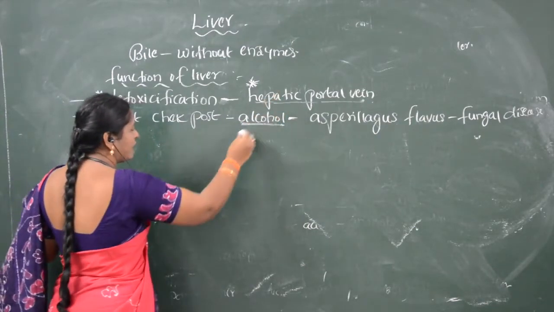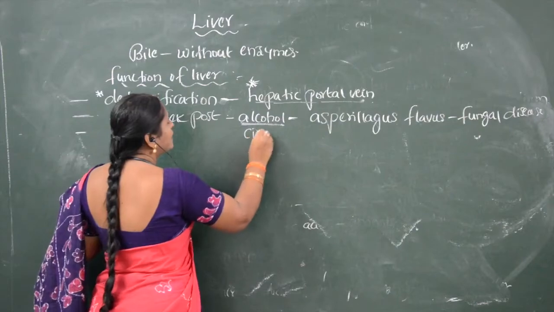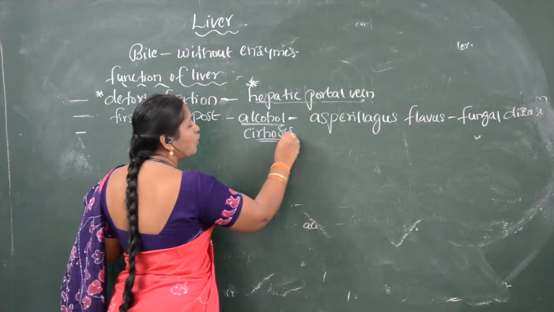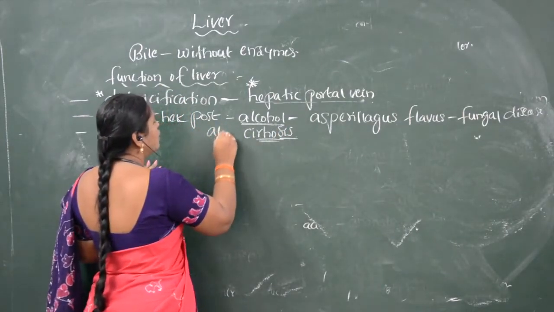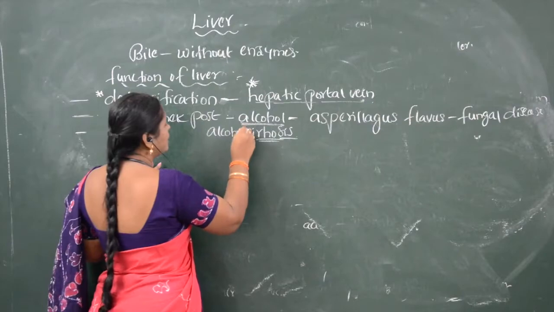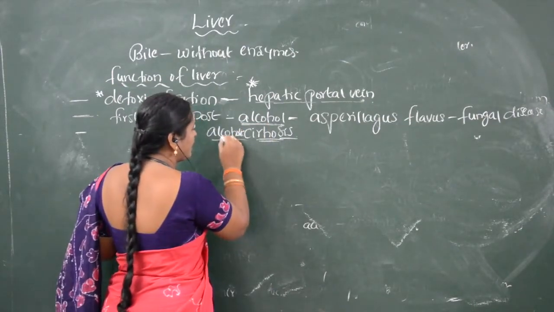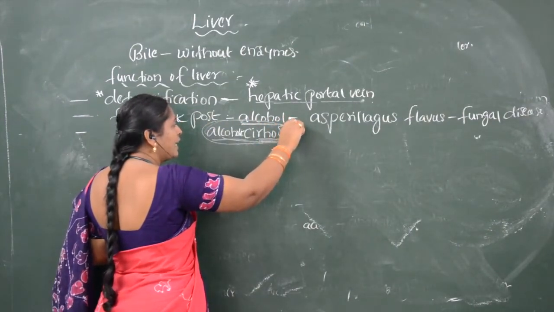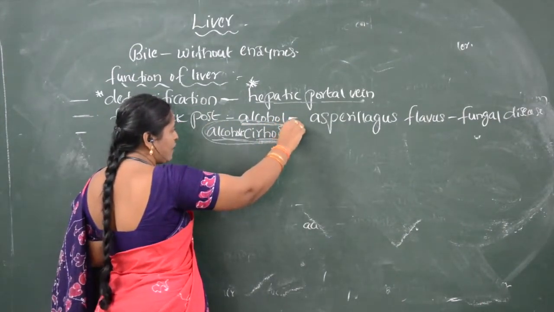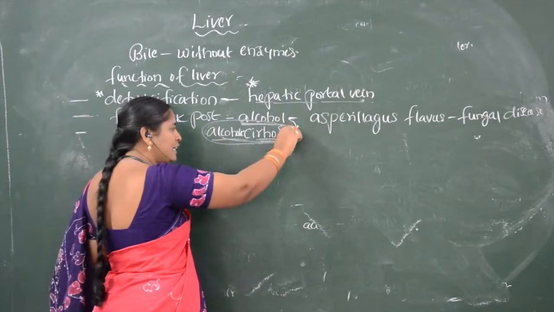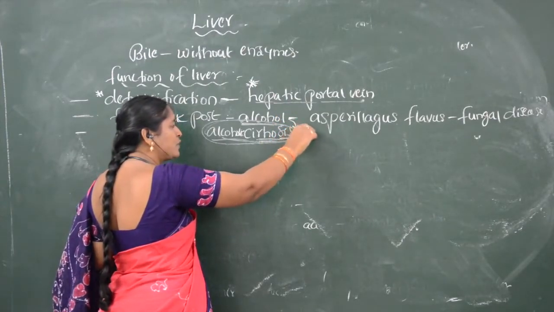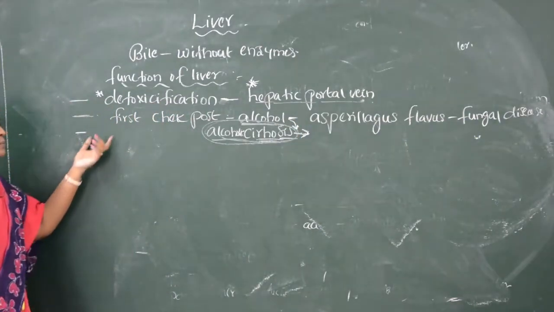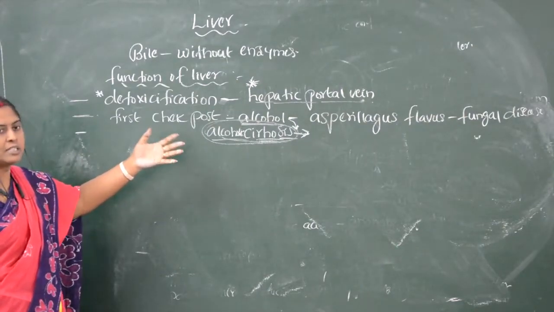Another word we can use, children, is cirrhosis, or alcoholic cirrhosis. Alcoholic cirrhosis is the liver cell damage in persons who are continuously drinking alcohol. The liver cells are damaged, and in those places we can see fibrous tissue formed, so that the liver functions lag. Such persons are said to have alcoholic cirrhosis.